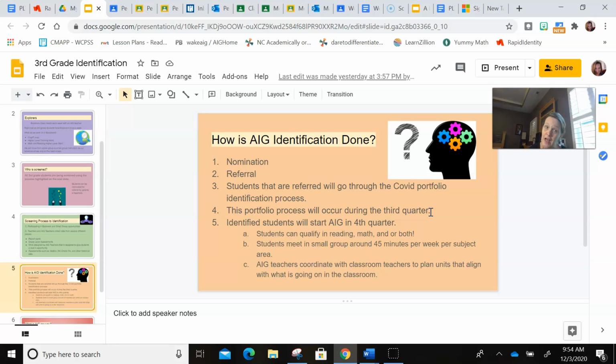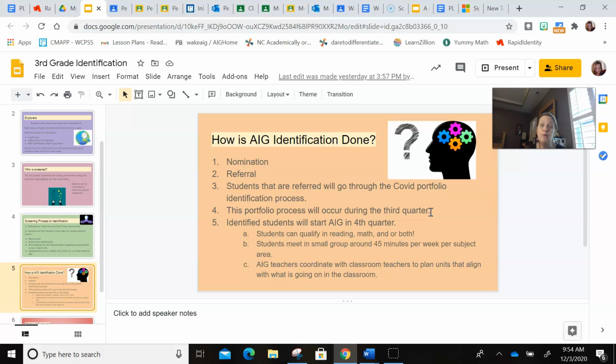Students can qualify in either math or reading AIG services. And in order to qualify, they need at least 15 points on the portfolio. Identified students will start AIG in 4th quarter. Remember, students can qualify in reading, math, or in both. Once students are identified, they will meet with Ms. Goodman or Mrs. Casa 45 minutes per week per subject area.